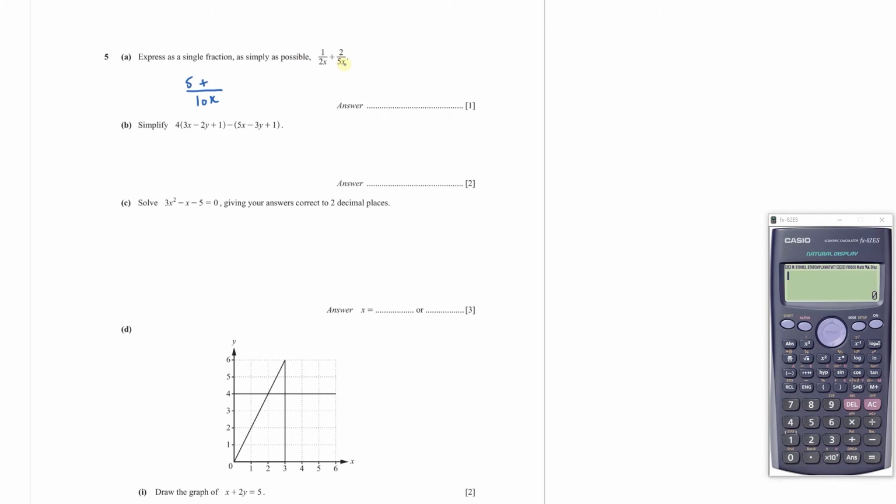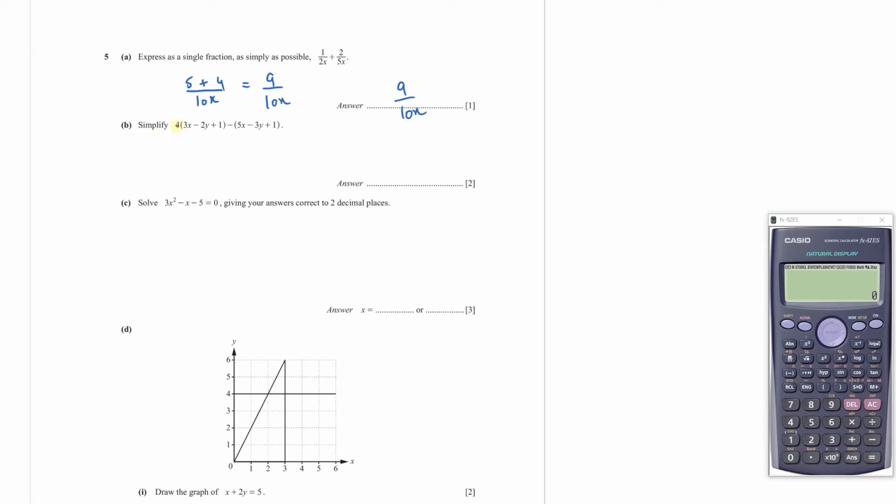And then I multiplied this 5x with 2 to get 10x. So 2 in the numerator will be multiplied by 2 because I multiplied by 2 in the denominator. So 2 times 2 is 4. So this will be 9 over 10x.